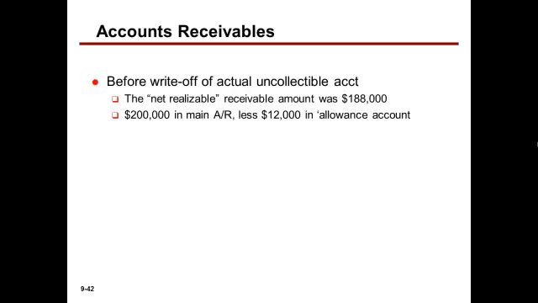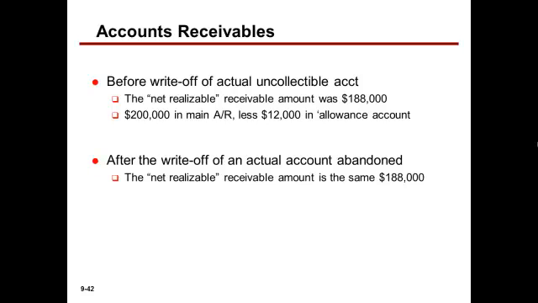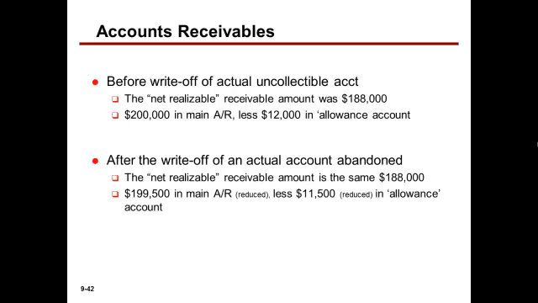Before the write-off of the actual uncollectible account, what was our net realizable balance? It was $188,000. $200,000 in the main asset, less $12,000 in the allowance account. Now, what's the balance in that after the write-off of an actual account? The net realizable value is the same, $188,000. We've reduced our main receivables by $500. We've also reduced our contra asset account by $500.